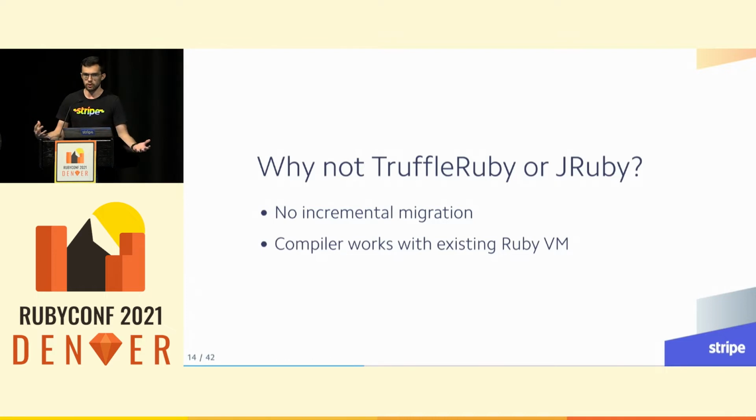And at Stripe we've built up tons of collective knowledge about how to operate Ruby and how to use Ruby and all these different tools that work in production. We didn't want to have to give up any of those. We wanted to continue to work with the existing Ruby VM that we had a lot of domain knowledge about.